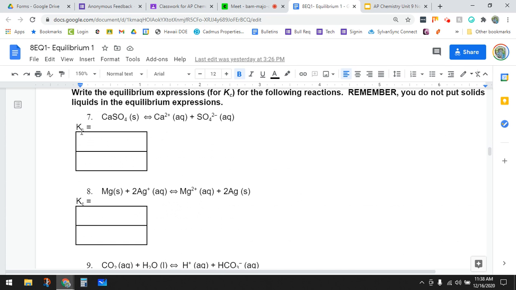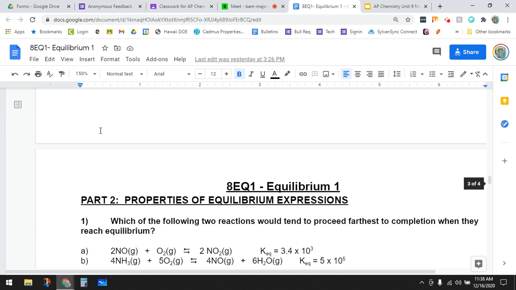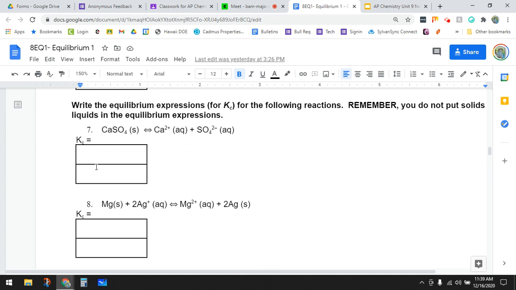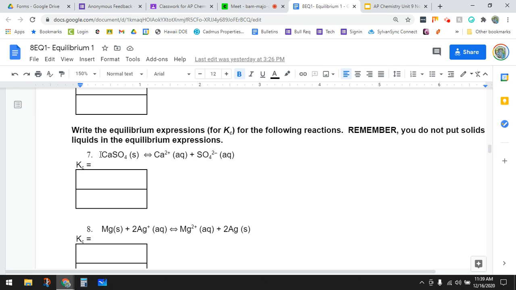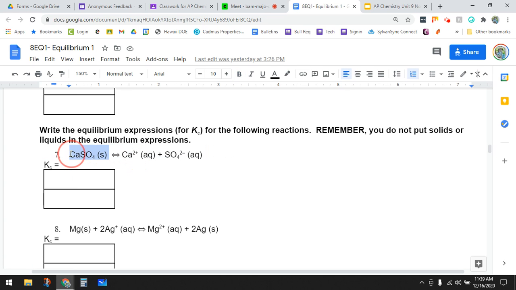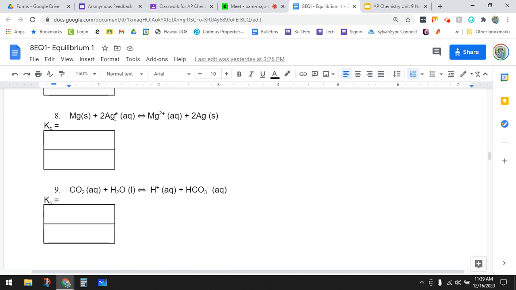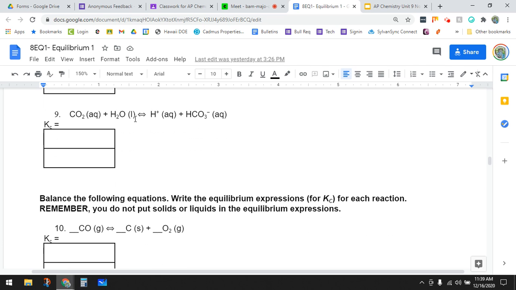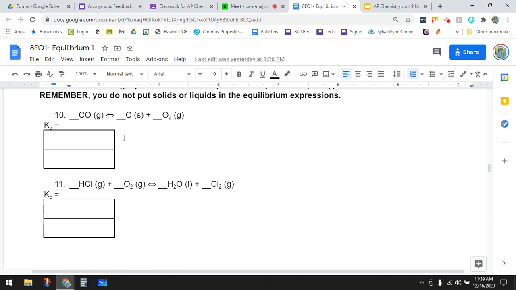Then we get down to 7 to 12, or 7 to 11. I got rid of 12. These ones, you just have to be careful because some of these have solid in them. We do not include solid in the equilibrium expression. So this would not be included, and this would just be the concentration of Ca2+ and the concentration of SO4 2- on top. Same thing here. You would not include this solid or this solid in the equilibrium expression. You wouldn't include this liquid, and don't include this solid.